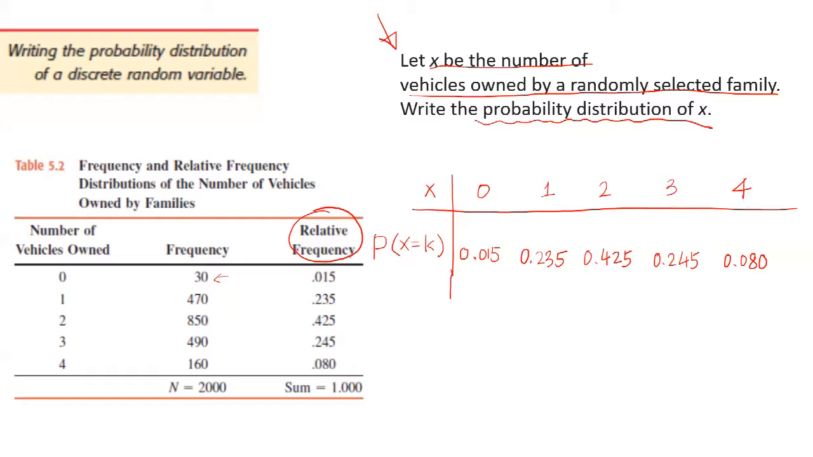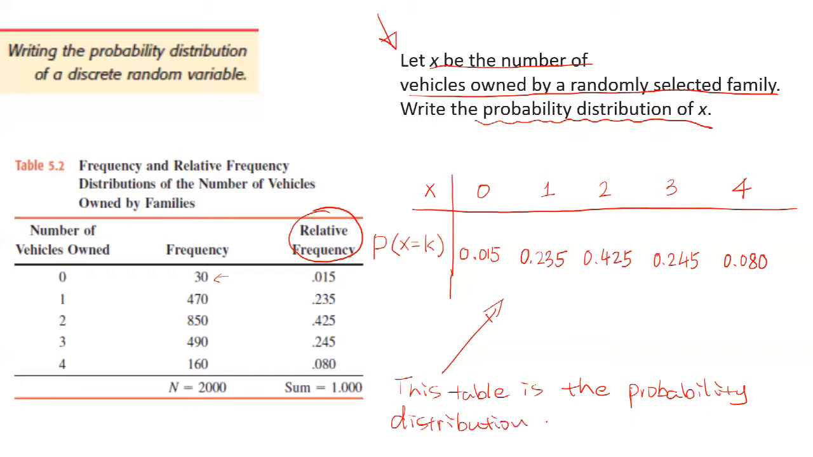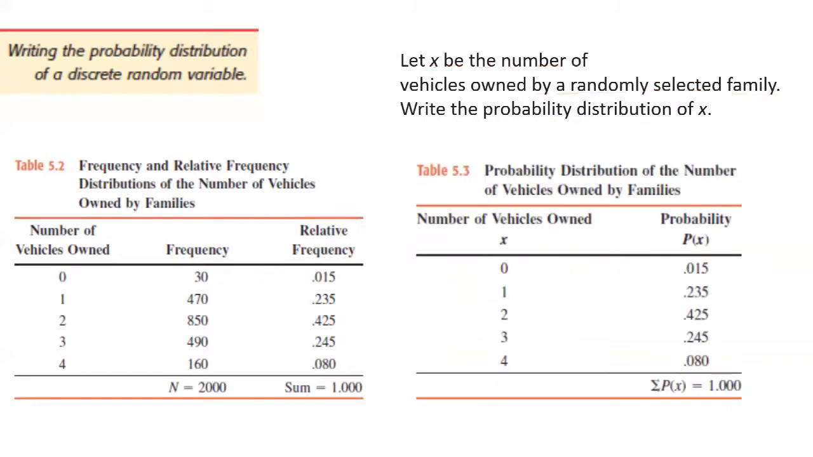This table is the probability distribution of X. Understand? Do you have any questions? No? All right, let's see the next.